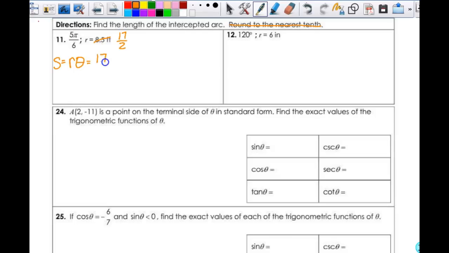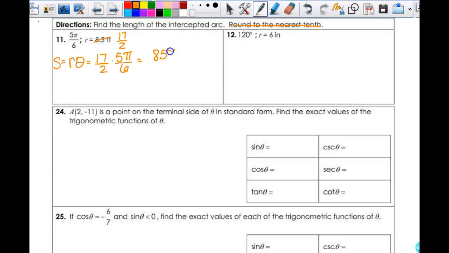So I'm going to get 17 over 2 times 5 pi over 6. And I can try and reduce. 17 and 5 are both prime numbers, and neither one of them will divide into those. So I just need to multiply my 5 times my 17, so that'd be like 50 plus 35, which will give me 85 pi over 12. Oh, that's just an 8.